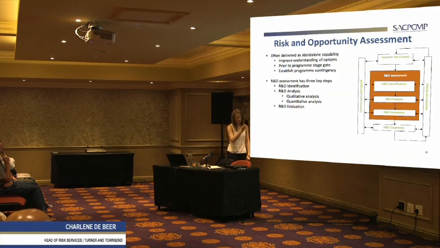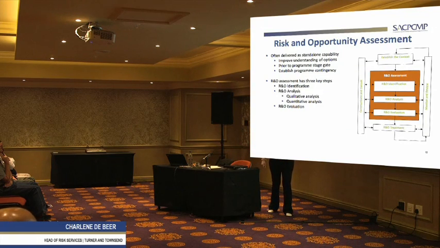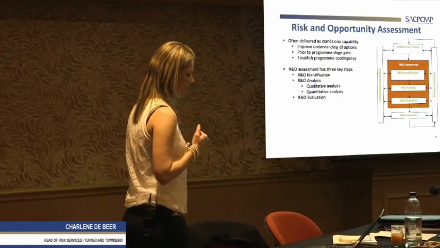Then we've got that area, and it's shaded there, and it's called the risk and opportunity assessment. So in the assessment phase, 3 things basically happen. You identify a risk, you analyze it, and then you evaluate it. So if we say often delivered as a standalone, if it's a capability, it needs to improve the understanding. It's usually done prior to program stage gate and establish program contingency. Okay, so program contingency can be cost or schedule. Cost, monetary value, schedule would be float.